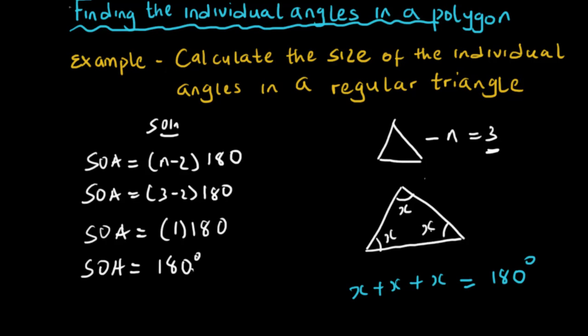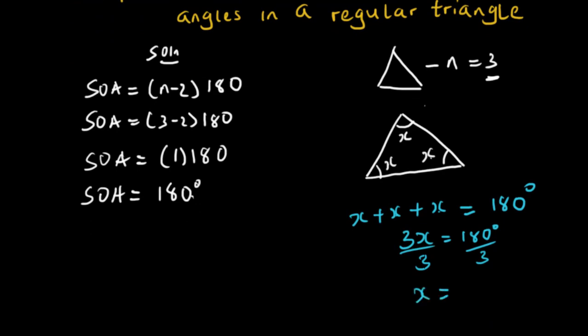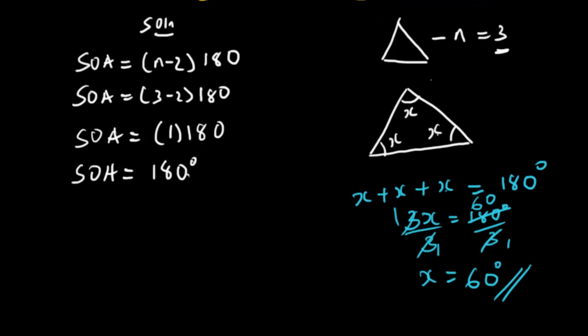x plus x is 2x, 2x plus x is 3x, so 3x equals 180 degrees. Now divide both sides by 3. It means that x equals, remember, 3 here 1, 3 here 1, that's how I got x. Then 3 into 18 is 6, 3 into 0 is 0, so x equals 60 degrees. Does that make sense? So this implies that the individual angle in a regular triangle is 60 degrees.